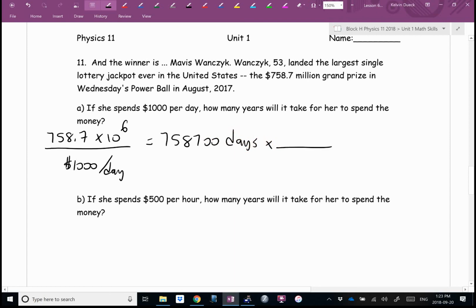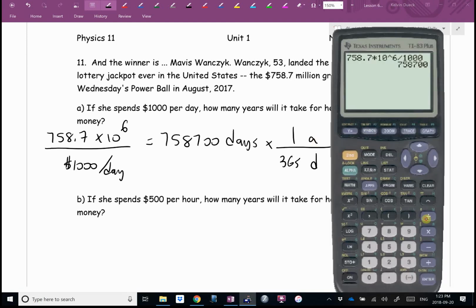Do I have a conversion factor to go from days to years? What's the conversion factor, Abby? Oh, so you're telling me 365 days, and I know days goes on the bottom. I know I divide by 365 because I want days to cancel, is 1 year. So I'm going to take this number and divide by 365. How many years will it take her to spend that money if she spends $1,000 a day? She's not doing this in her lifetime, not even close.